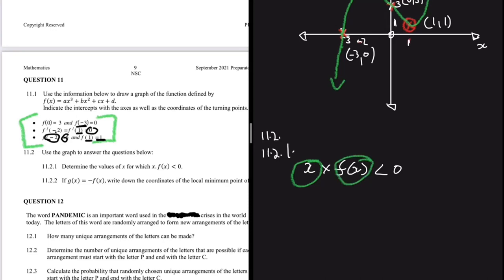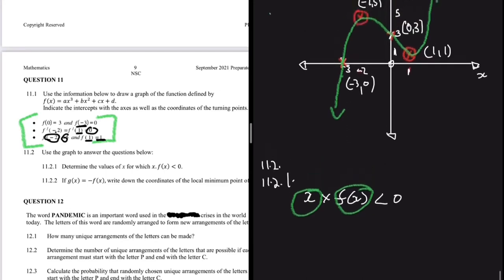We need values of x for which the product of the two is less than 0. So one has to be positive, and then the other one is negative, or the other one is negative and the other one is positive, so that the product can be less than 0, right? Essentially negative. So let's look at our graph.